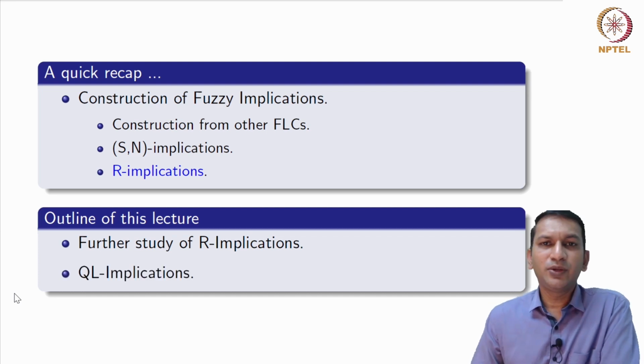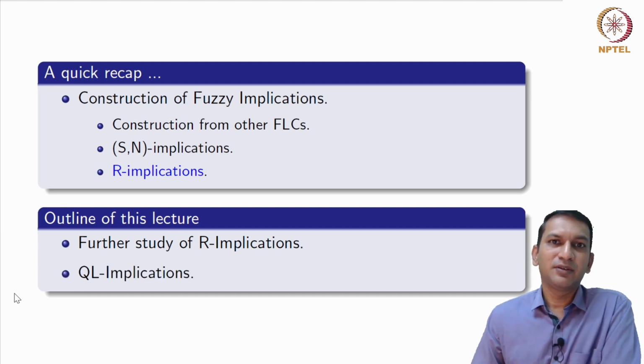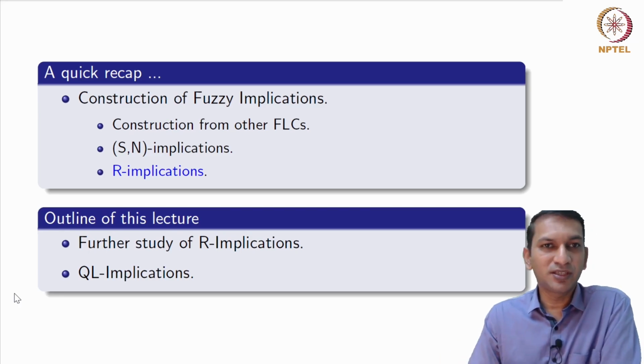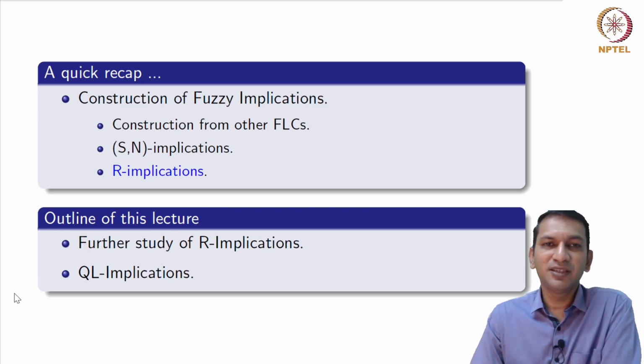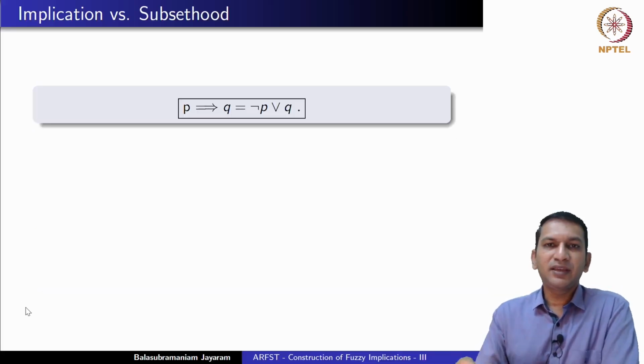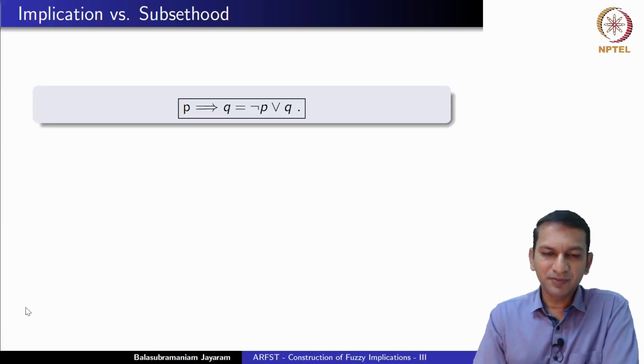We will also look into the third and final family of fuzzy implications using this construction in this lecture series, that of QL implications. Let's have a quick recap of R implications.